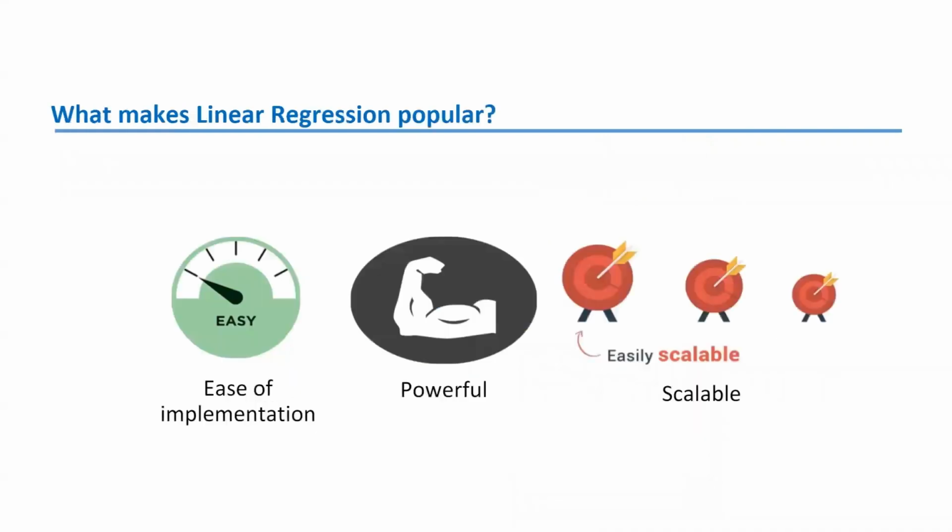Now we'll look into what makes linear regression popular. Linear regression is so popular because it is very easy to implement. Okay, we'll see how to implement linear regression. It is very powerful. A lot of time series analysis is done on linear regression. Even if you learn advanced deep learning models, you will see the background of it is linear regression. So if you don't understand linear regression, you will not be able to understand state of the art models where we are using neural networks. The background of it is linear regression and gradient descent algorithms.